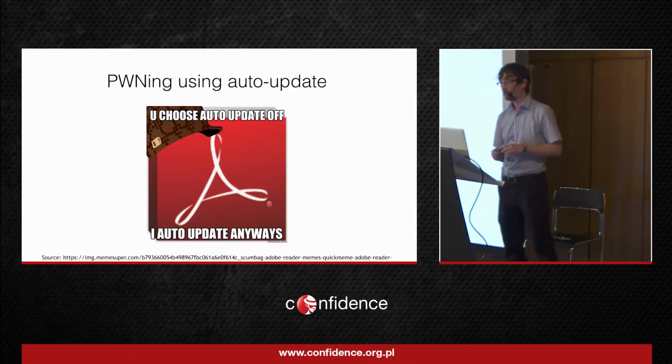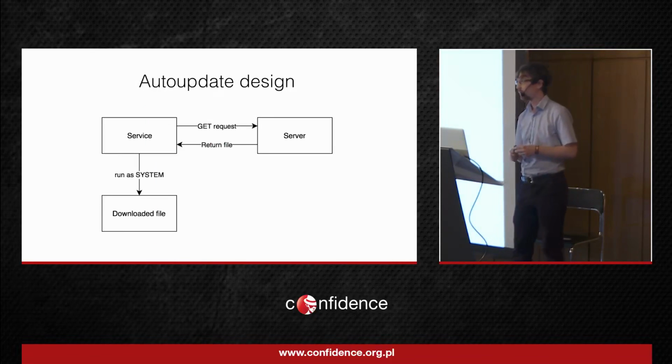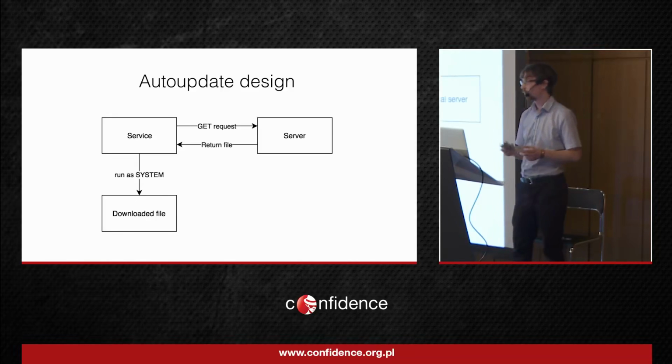So how may the auto-update functionality look like? We have this service which is running as SYSTEM. And this service is sending some requests to the external web server. The web server checks if we have the newest version of the software. And if we don't have the newest version, it returns a new binary. The service downloads this binary and executes it as SYSTEM. So the exploitation is simple.